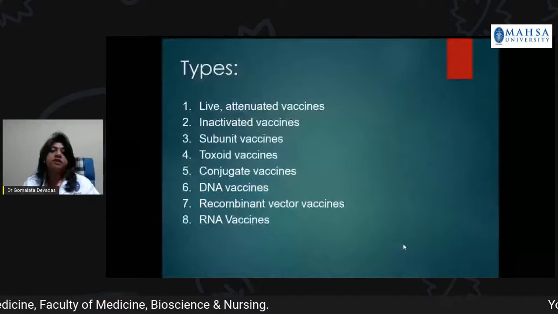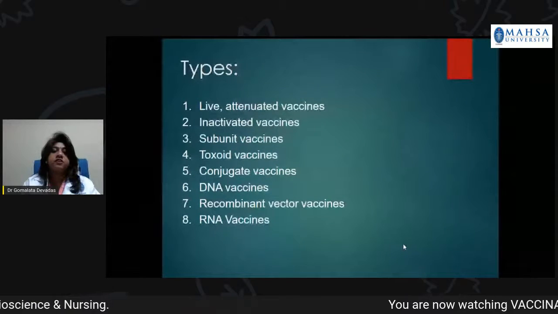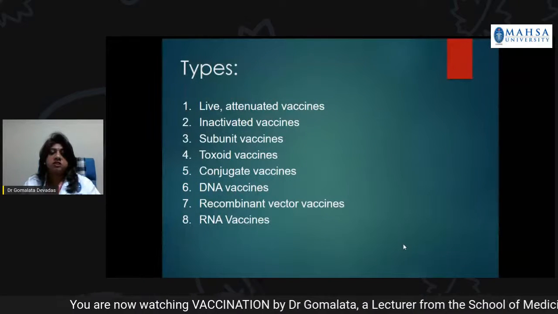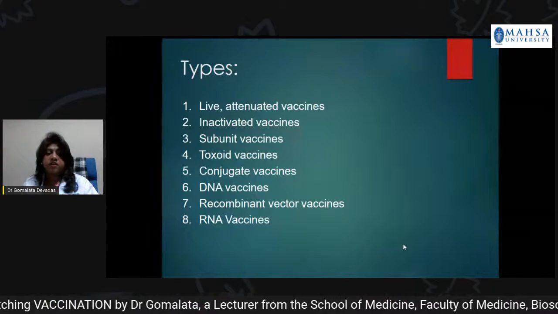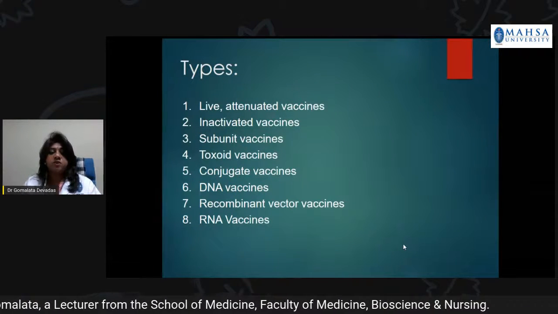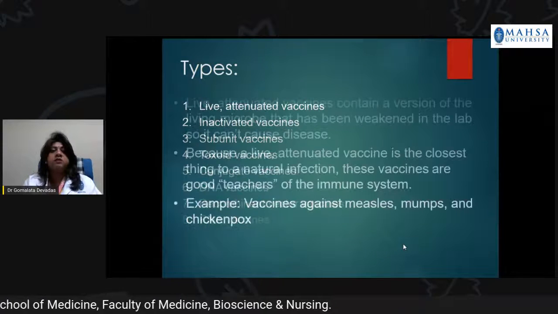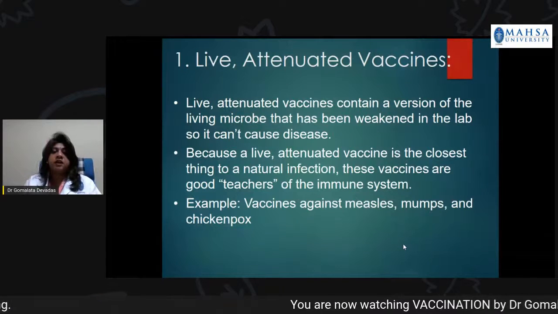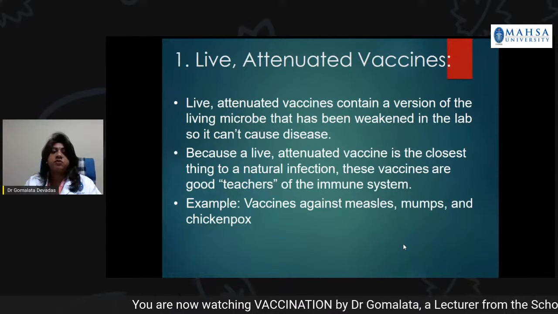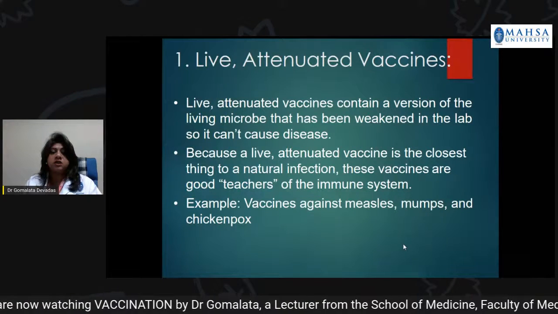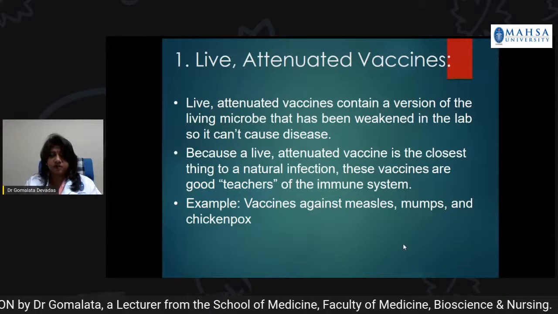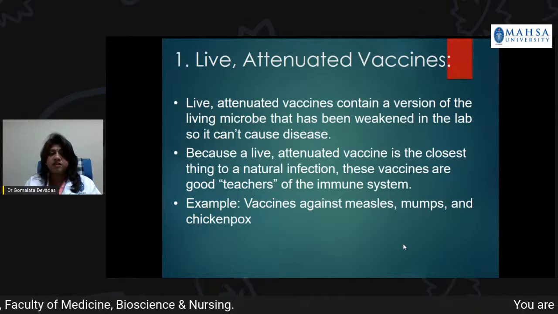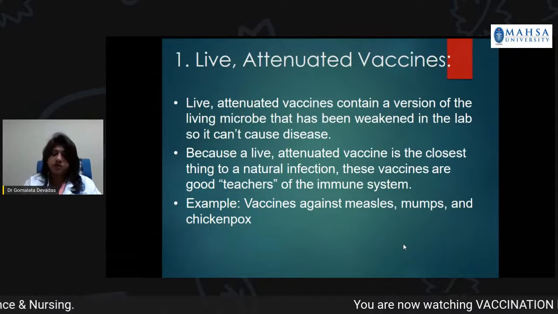So we have several types of vaccines: live attenuated vaccines, inactivated vaccines, subunit vaccines, toxoid vaccines, conjugate vaccines, DNA vaccines, recombinant vector vaccines, and the new one, RNA vaccines. What are live attenuated vaccines? They contain living microbes that have been weakened in the lab so they cannot cause disease. The natural infection in these vaccines is a good teacher for the immune system. Examples are vaccines against measles, mumps, and chickenpox.